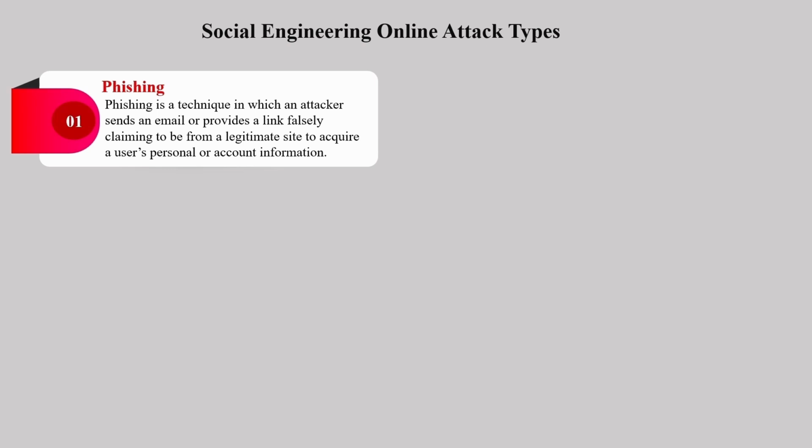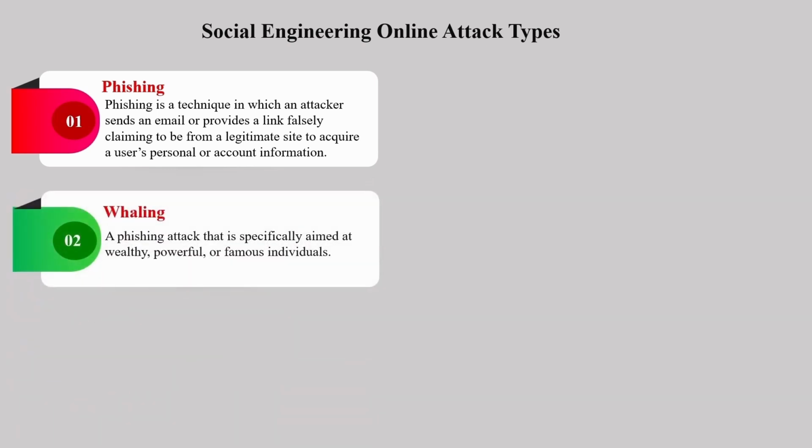Second one is whaling, a phishing attack that is specifically aimed at wealthy, powerful, or famous individuals. For example, Jeff Bezos, Bill Gates, and Elon Musk are wealthy and powerful individuals. So if you are targeting these people, it will count as a whaling attack.